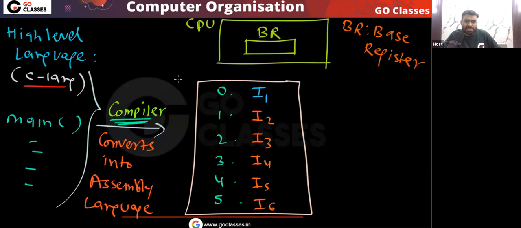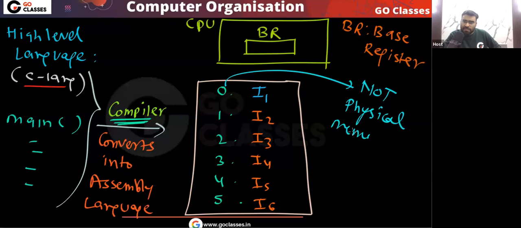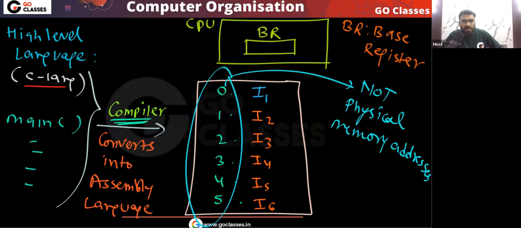See, these are simple line numbers. Are these physical addresses? Are these main memory addresses, these 0, 1, 2, 3, 4, 5? These are not physical addresses, right? These are not physical memory addresses. Yes or no? These are not addresses. What are these things? These are simple labels. Can I call them labels?